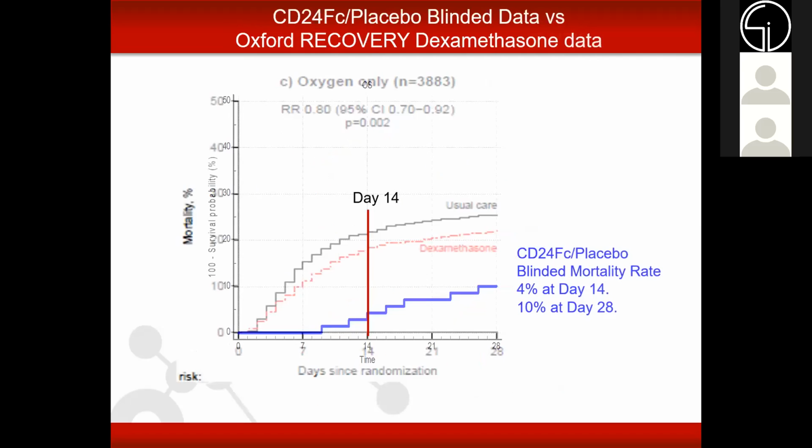In this case, I blew it up and also overlaid our mortality rate figures. The red and gray colors are usual care and dexamethasone. At day 14, usual care is about 21%, and with dexamethasone it comes down to 18%. But in our blinded data, CD24Fc with the placebo blinded data, we have 4% at day 14 and 10% on day 28. So this is a really dramatic decrease of the mortality rate.